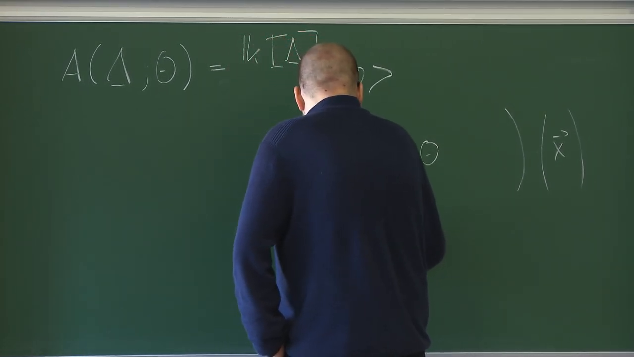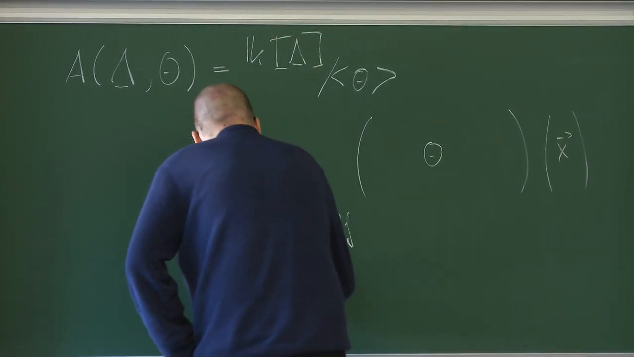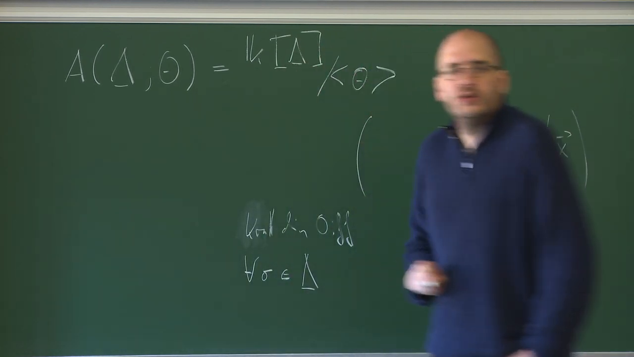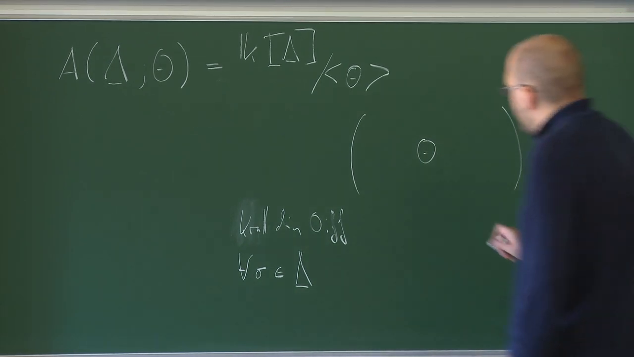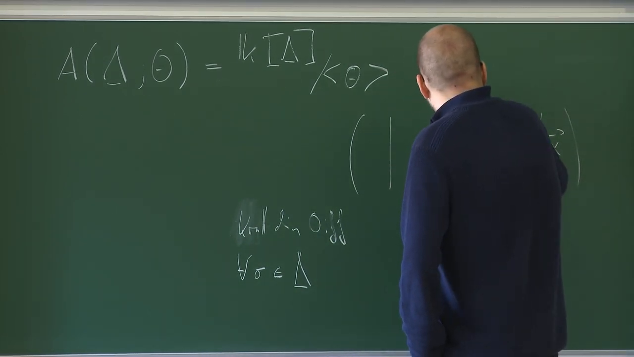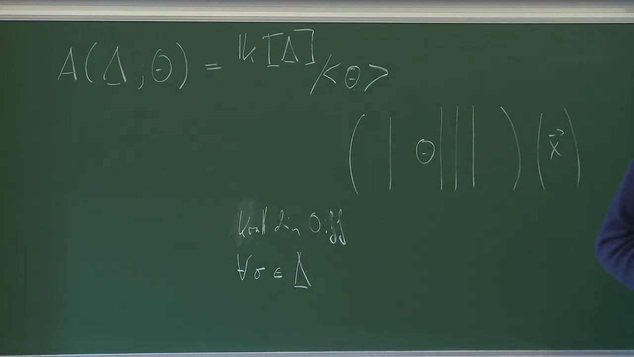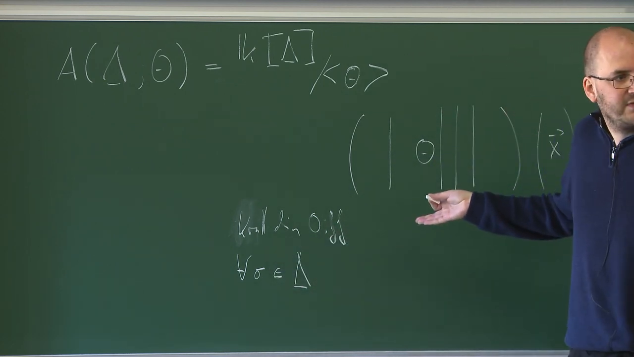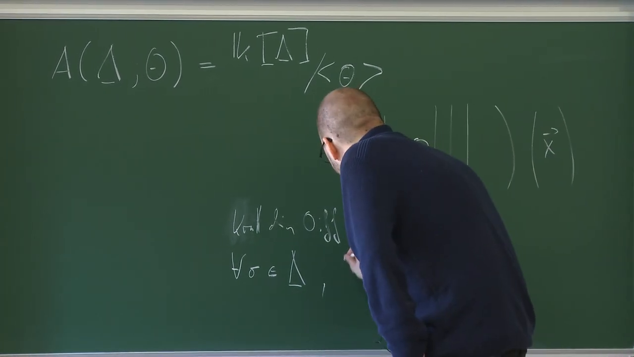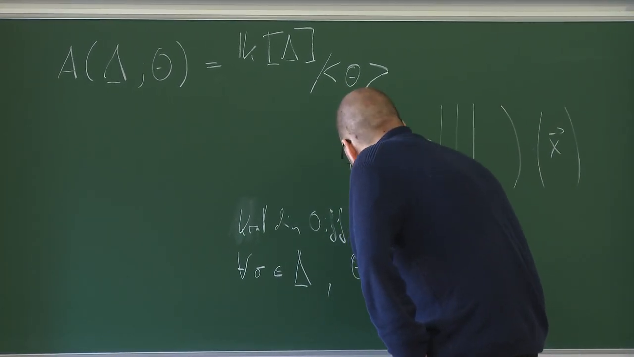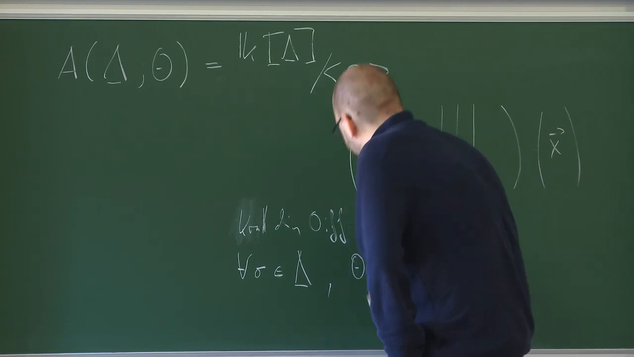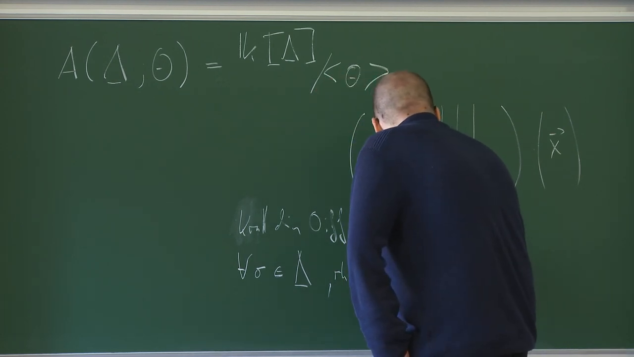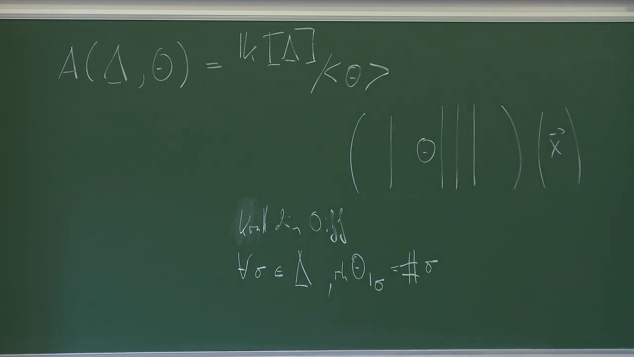Then zero if and only if for all faces sigma in my delta, so all simplices in my complex delta, I look at the columns corresponding to sigma. If sigma is of cardinality 4, these would be four columns. Now I look at theta restricted to the columns of sigma, and I look at the rank of this matrix. This has to be the same as the cardinality of sigma. So in particular, generic works.